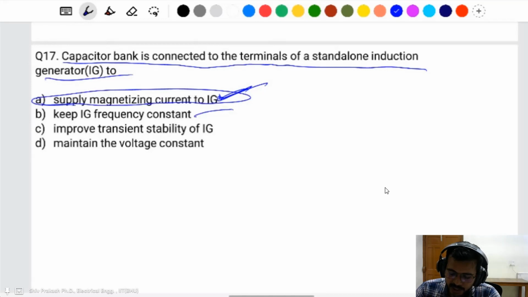Keeping the frequency constant, the ballast is there. Input transient stability will not be there. Maintaining constant voltage depends on the speed of the generator. The capacitor bank is only for supplying the magnetizing current to excite the magnetizing winding of the generator.